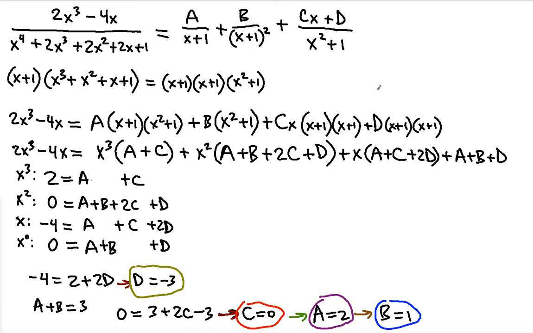So now the answer to this would be what? 2 over x plus 1, plus 1 over x plus 1 squared, plus, let's see, what is the c value? The c value is not there, so we skip it. We just find the d, and the d was minus 3. So minus 3 over x squared plus 1.